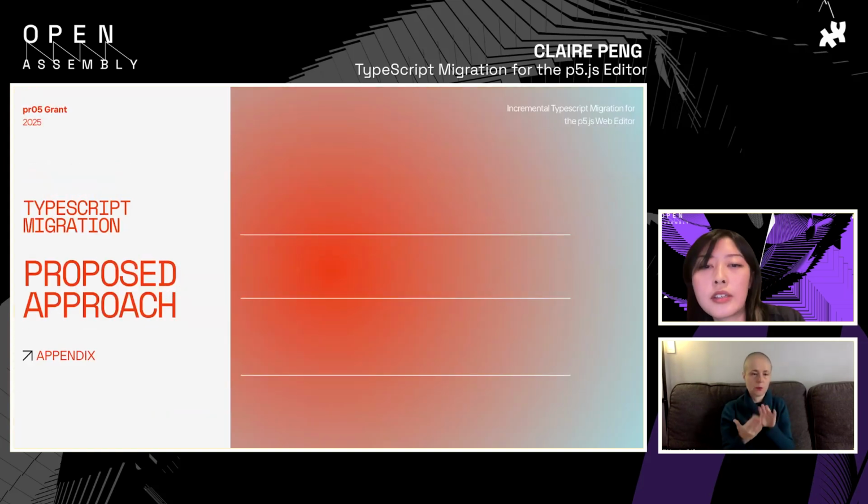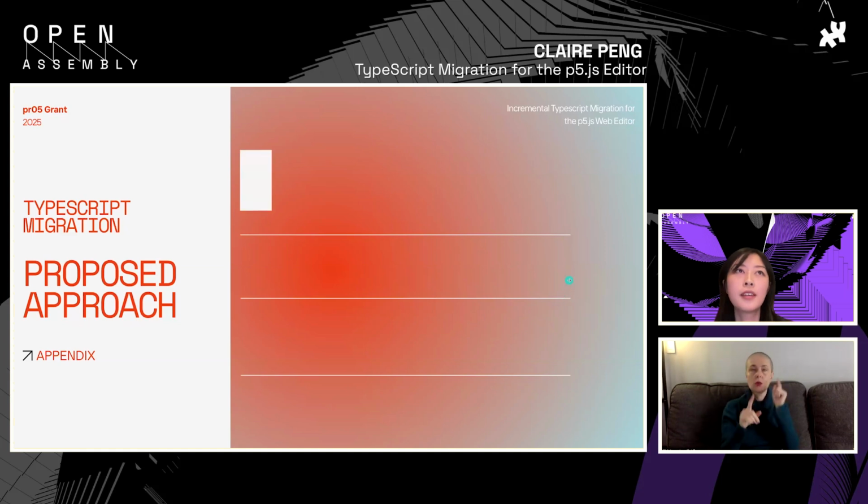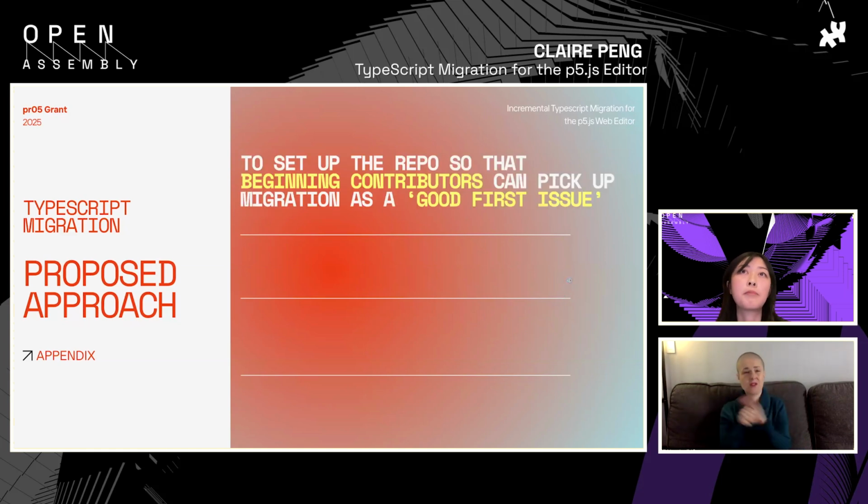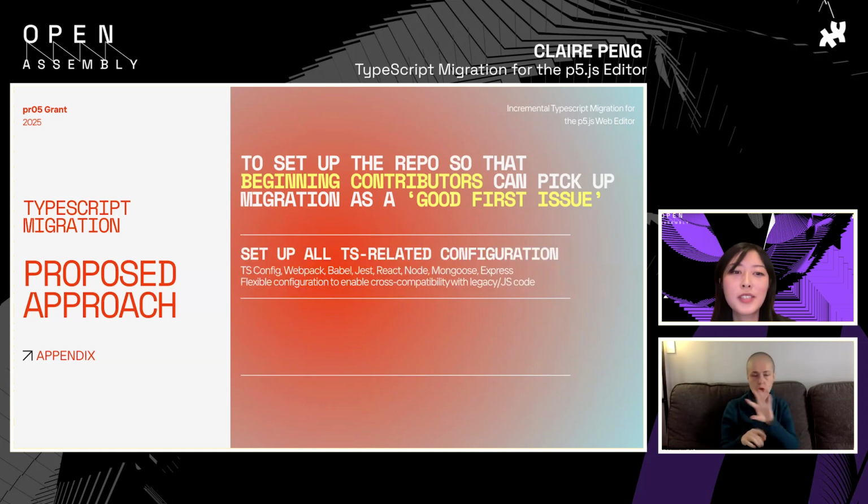So given these challenges, I decided the ultimate goal wasn't to migrate the entire repo, but actually to set it up so that beginning contributors can pick this up as a good first issue. So migrating a piece of code as a good first issue. What this means is eliminating all the friction from having to configure TypeScript.